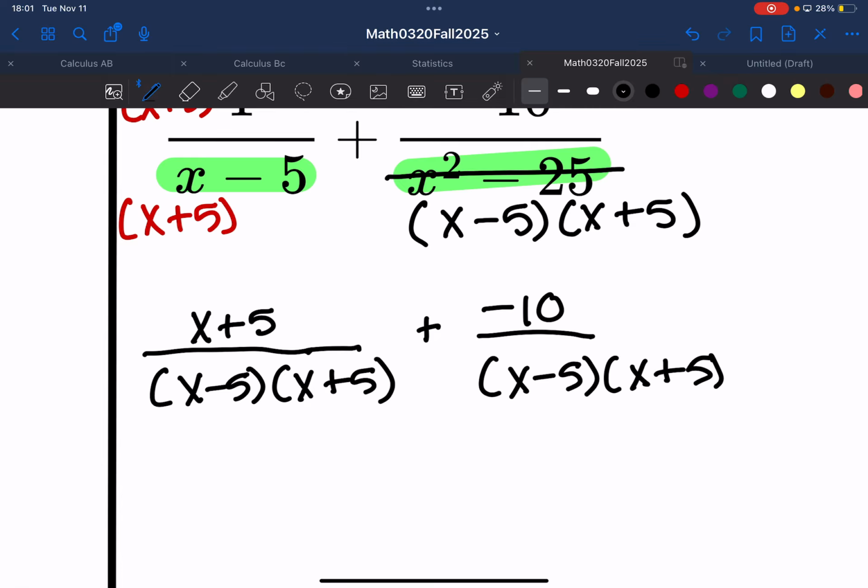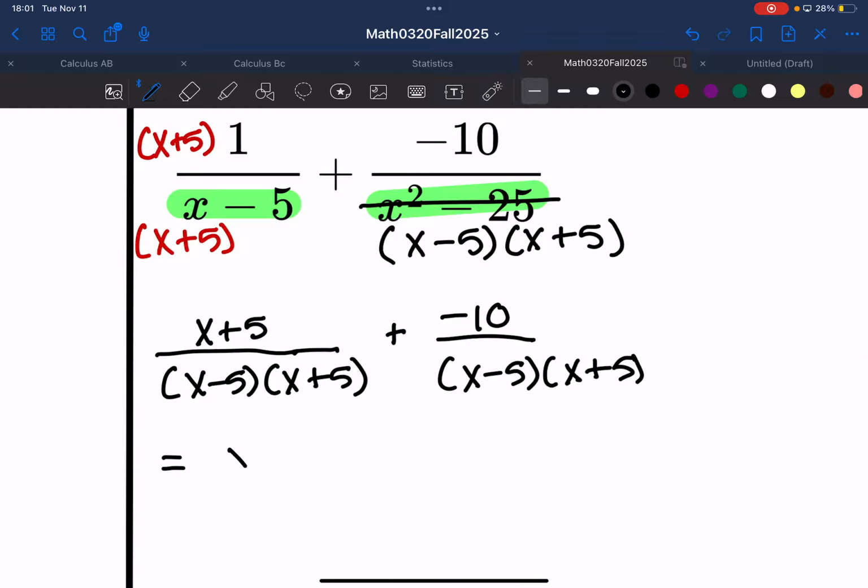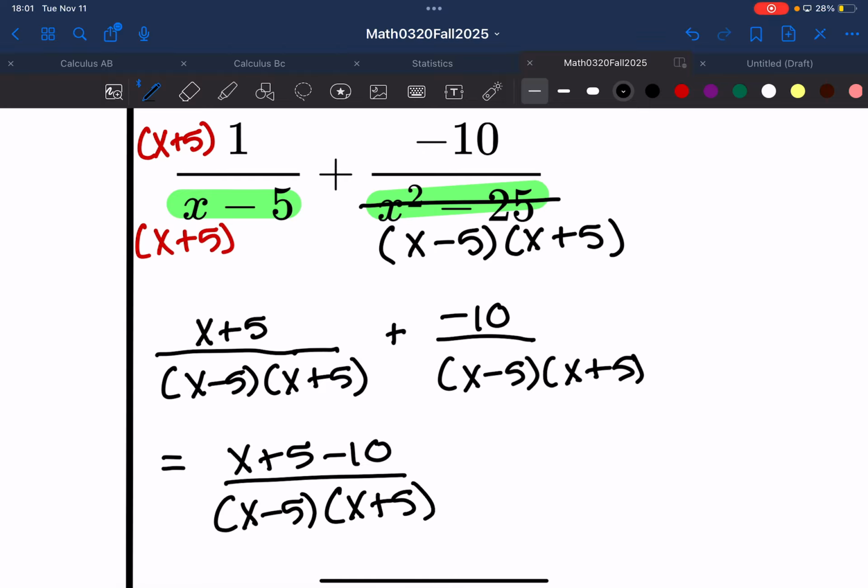I'm going to add the numerators, x plus 5, and then it says plus minus 10, so you can just think of that as minus 10, right? So this is the same as saying x plus 5 minus 10 over x minus 5 times x plus 5, which we could simplify the numerator to be what on the top? X minus 5 over x minus 5 times x plus 5. Can we simplify more? What could we cancel?